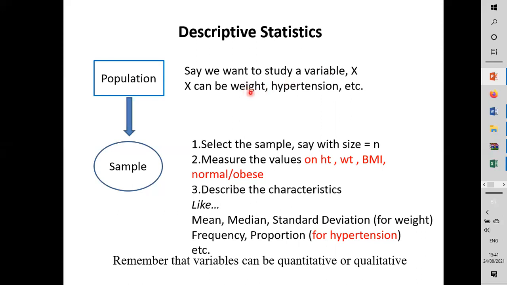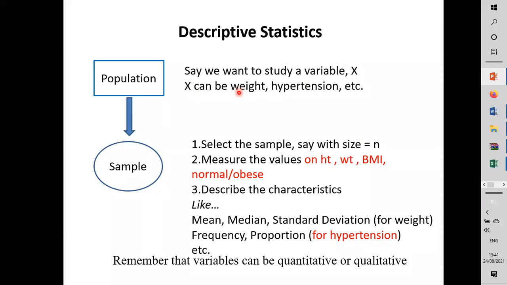Let's say newborn babies. I'm taking the weight. My variable of interest is the weight of the newborn babies. Why am I interested in the weight of newborn babies? It's important to see if the baby is healthy. If too light, probably something is wrong. Whether the baby is overweight or underweight.